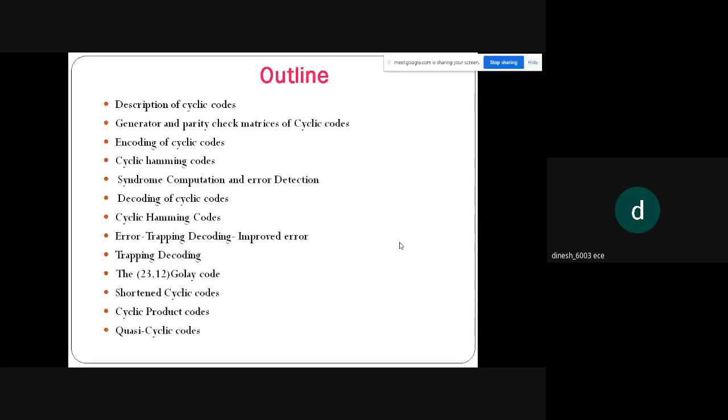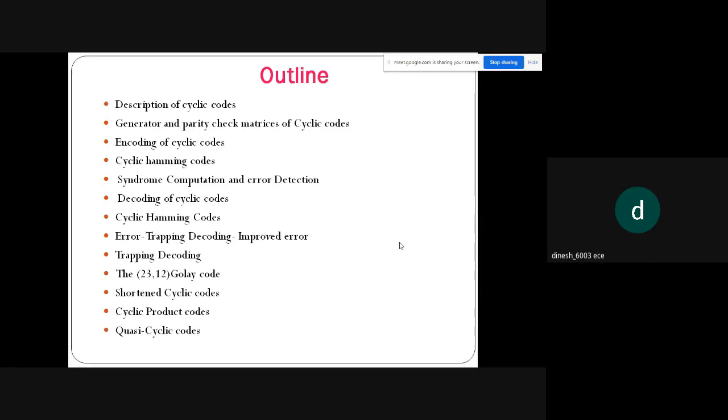as we had done for linear codes, then followed by decoding of cyclic codes and using the same cyclic codes for Hamming structures. Then we'll be using the same syndrome for error trapping and an improved version of the error trapping system by using trapping decoding systems, followed by 23,12 Golay codes, shortened cyclic codes, a type of cyclic codes which is used, and cyclic product codes, at last quasi-cyclic codes.